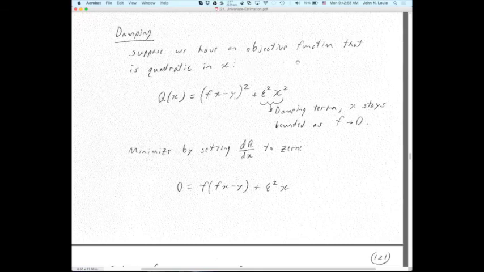So we should touch on the subject of damping. We're kind of steering back towards inversion here. We have an objective function that's quadratic in x, a univariate estimator. We have our forward operation on x minus the data y, and that error we square. Then we add a damping term, epsilon squared x squared. That allows us to have x stay bounded as f goes to 0.